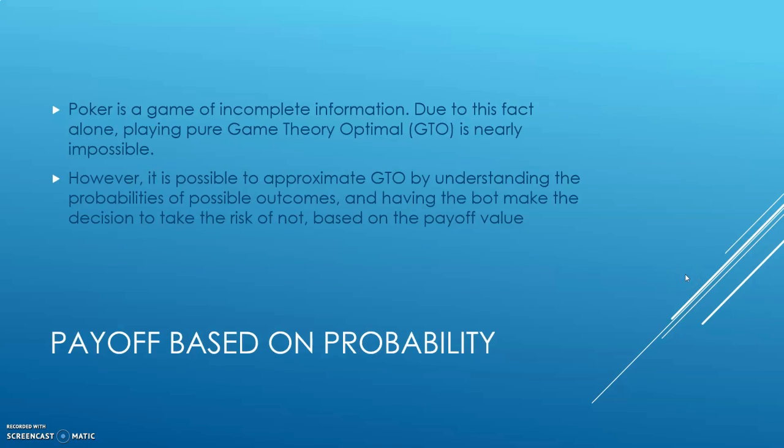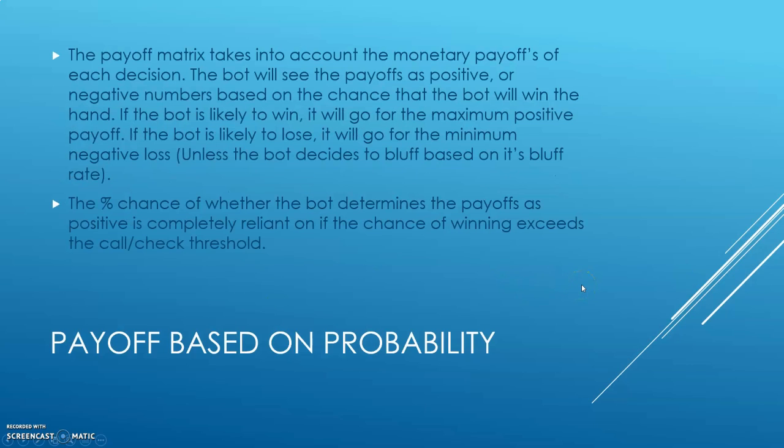Poker is a game of incomplete information, so playing optimally is basically impossible. But what we can do is calculate the probabilities of possible outcomes and try to get as close as we can. So the payoff matrix I was talking about earlier will show the monetary payoffs as positive values if it feels that it's likely to win, or negative values if it feels like it's not very likely to win. So for example, if I only have a 20% chance of winning, raising would be a bad decision. So it takes that into account as its payoff value.